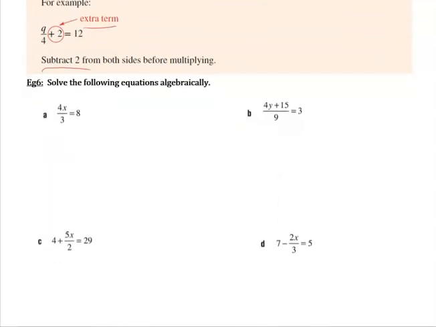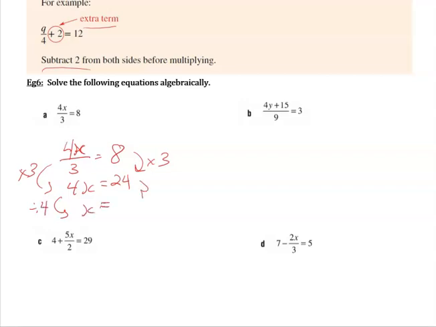So let's do some examples. Here I have, and I'll rewrite it, 4x over 3 equals 8. I don't have any extra terms, so because I'm dividing by 3, I'm going to multiply by 3 to get 4x, and I'm going to multiply by 3 to get 24. Now we know that 4 next to x means 4 times x, so we're going to do the inverse. Divide by 4 to get x, and divide by 4 to get 6. So x is equal to 6.